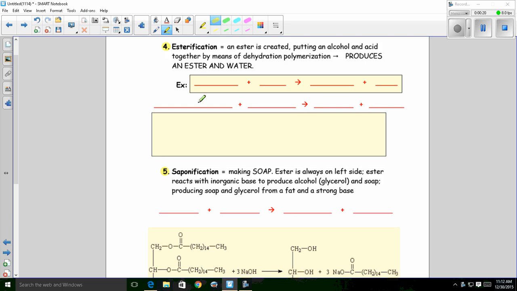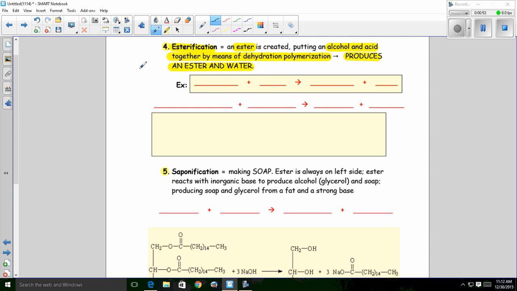Let's start with esterification. Now with esterification, we have an ester. We talked about esters in the middle of this particular unit. An ester is created by putting an alcohol and an acid together by means of dehydration polymerization. In other words, what's going to happen is you're going to have the production of an ester and a water.